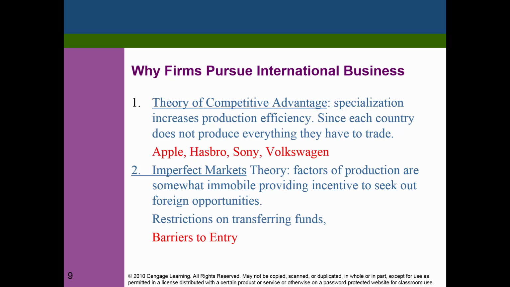Okay? Now, the second reason why companies pursue international business is based upon the imperfect markets theory. Now, what is the imperfect markets theory? The factors of production are somewhat immobile, providing incentive to seek out foreign opportunities. So, as an example, in Europe, people buy a lot of cars, but at the same time, the European governments restrict the free import of cars, especially from Japan. So to get around this, what some of the Japanese companies have done is that they have set up manufacturing opportunities in Europe.